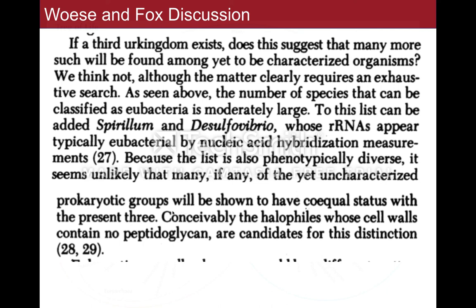And now they say, at the end here, maybe. It's ridiculous, but maybe. The halophiles might be a candidate for having a fourth branch in the tree. And that's based upon the cell wall. Again, I don't think they had membrane data, but that's based upon not having peptidoglycan in the cell wall. Turns out they then wrote papers later saying halophiles fit into this third branch. They're not a fourth branch. They're archaea, and they fit in quite well with the methanogen group.